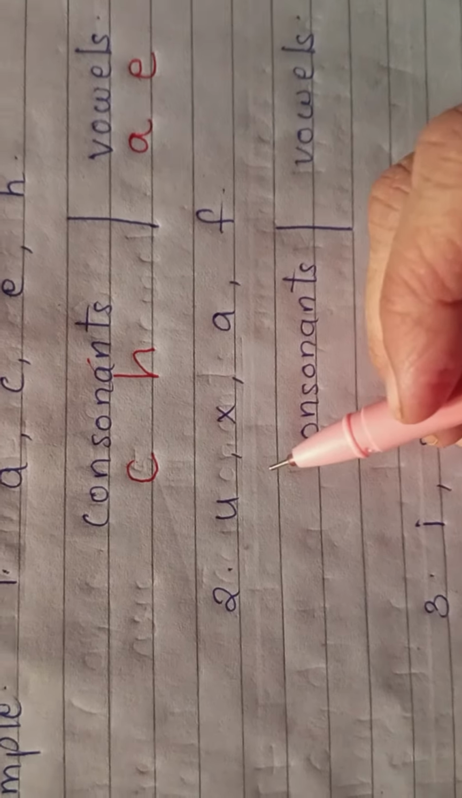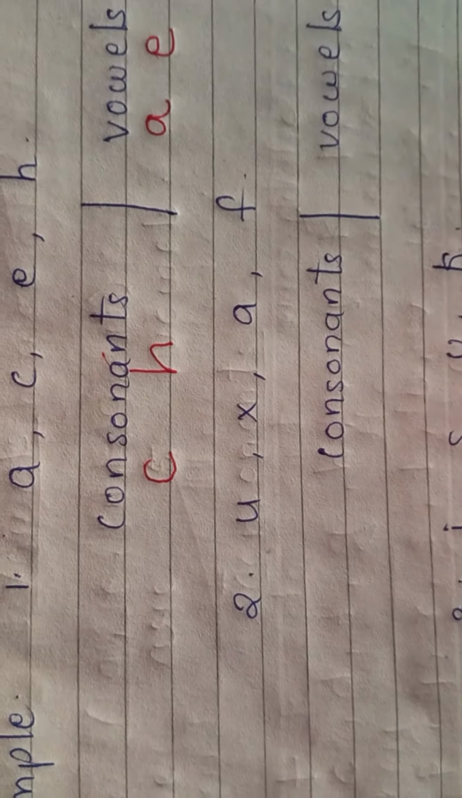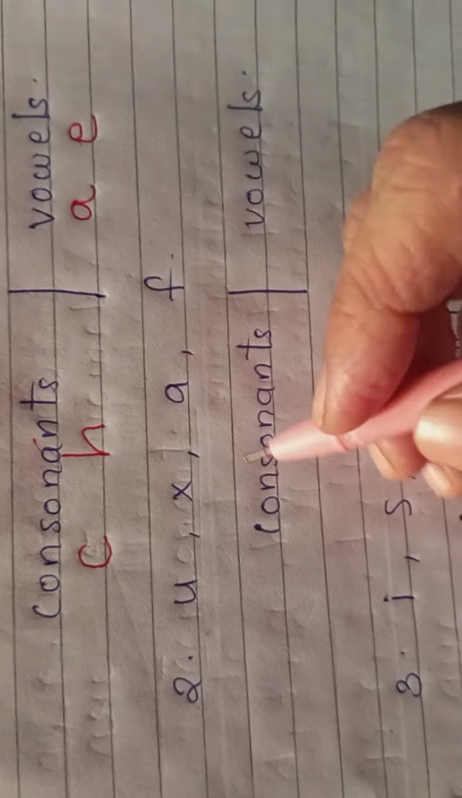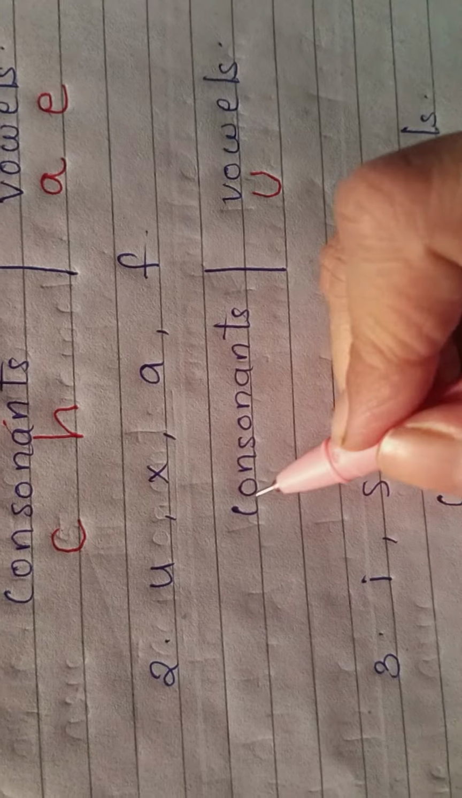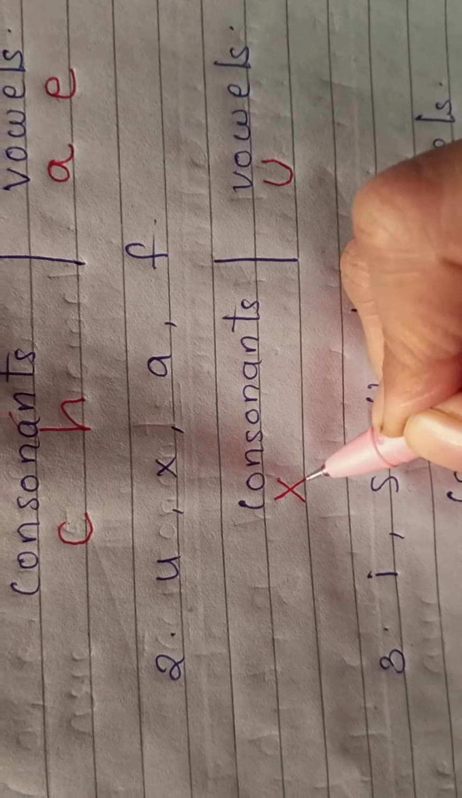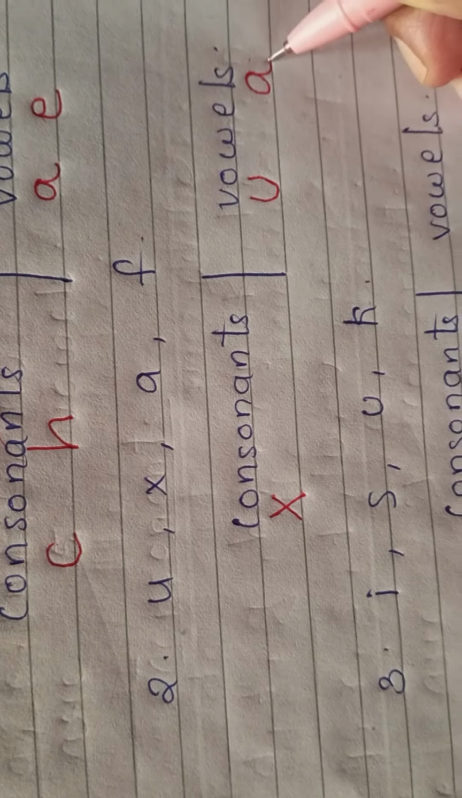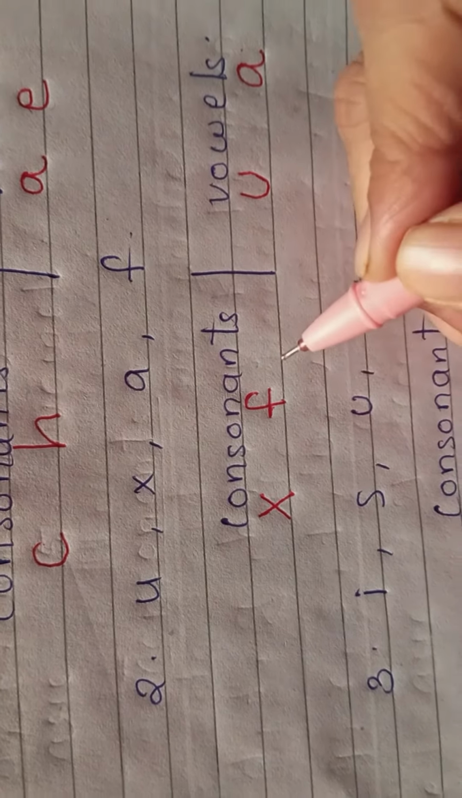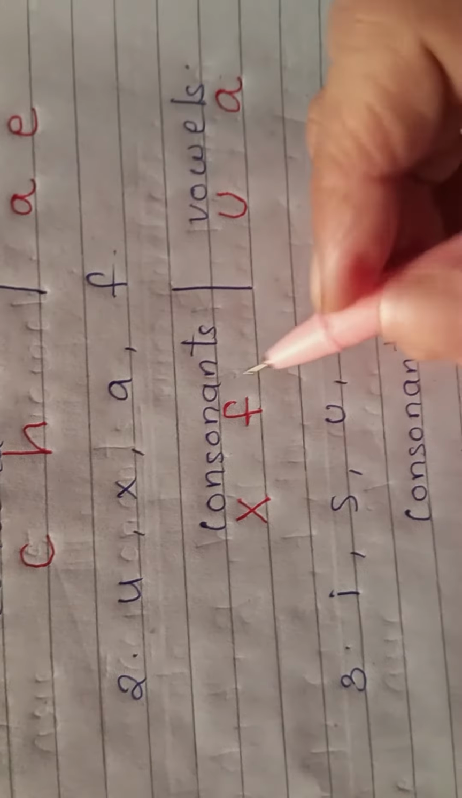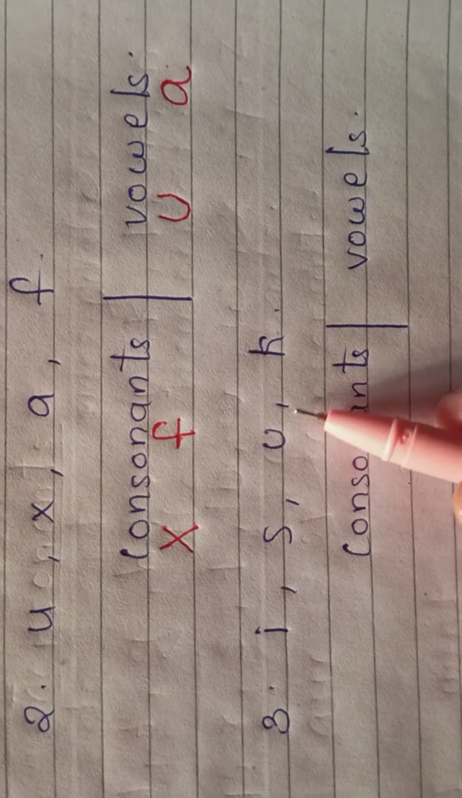Let us solve the second example. U, X, A, F. U will come under vowel, X will come under consonant, A will come under vowel, F will come under consonant. Third one is I, S, U, K.